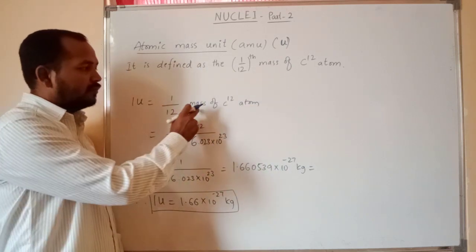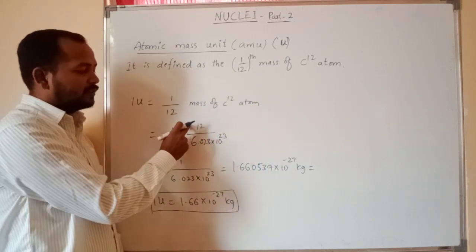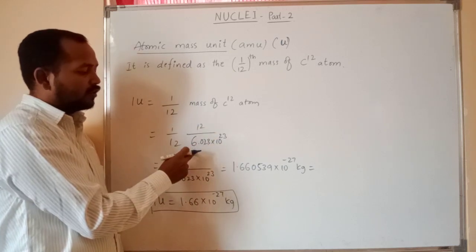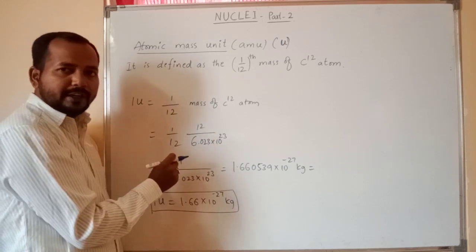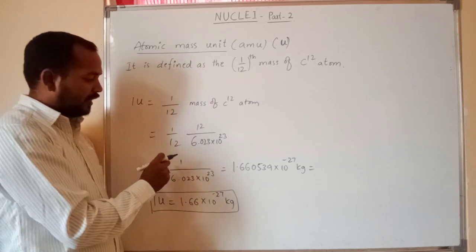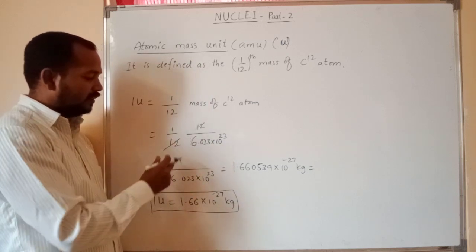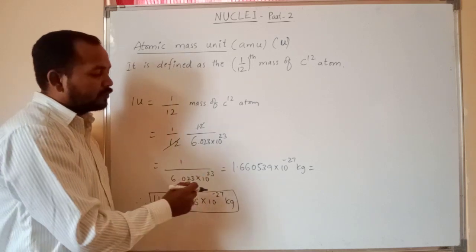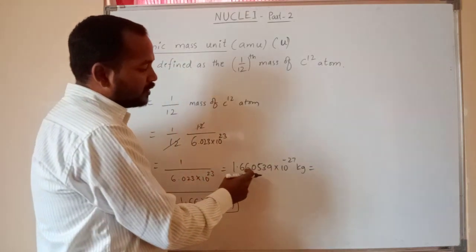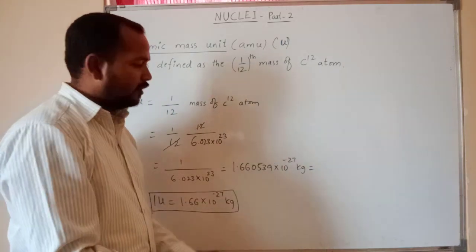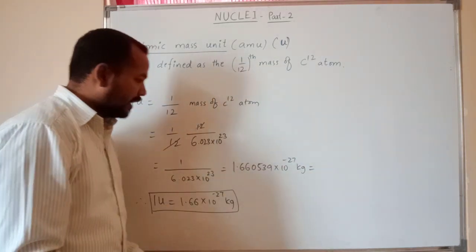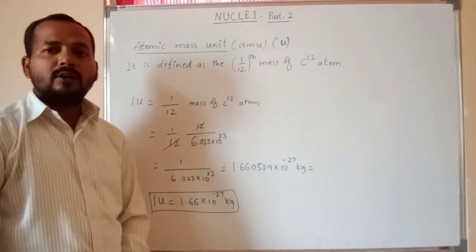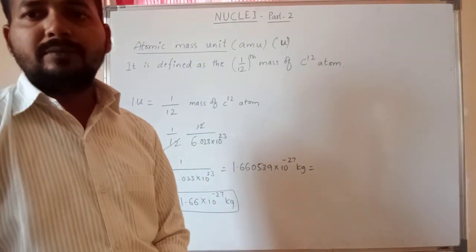The mass of a carbon-12 atom is molecular mass divided by Avogadro number. Molecular mass is 12, divided by Avogadro number 6.023 into 10 to the power of 23. So 12 gets cancelled, and we get 1 divided by 6.023 into 10 to the power of 23. If you do this, we get 1.660539 into 10 to the power of minus 27 kg. That means 1 unit is equal to 1.66 into 10 to the power of minus 27 kg.